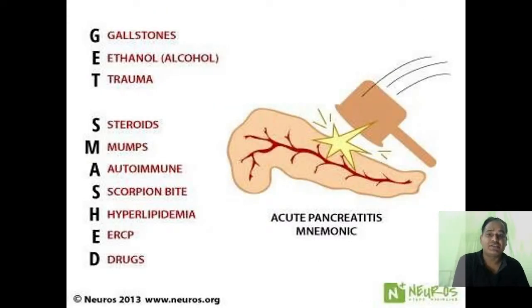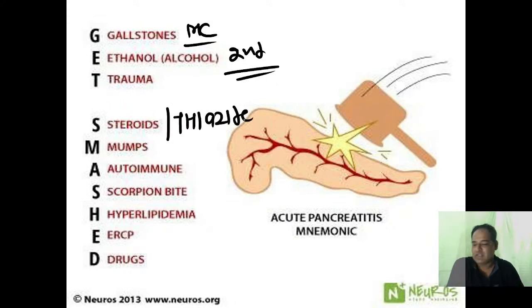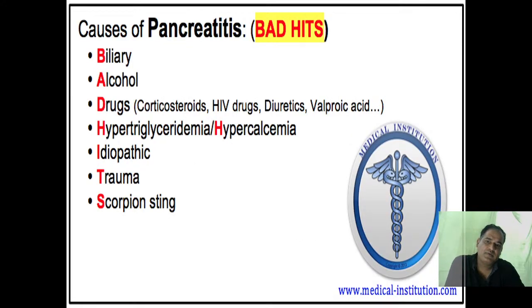Annular pancreas, pancreatitis. These are the common causes. Fine. Gallstones, most common. Ethanol, that is the alcohol poisoning, second most common. So apart from steroid, what other drug? The thiazides. Fine. Antiretroviral therapy. Yeah, it was there. This is another thing.